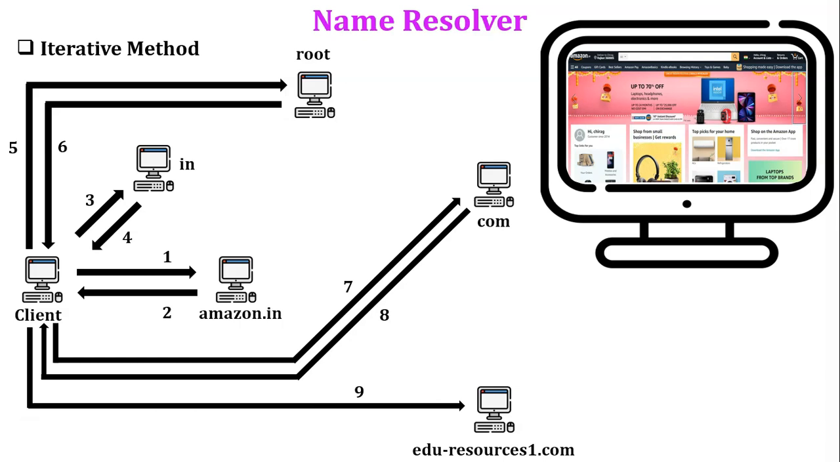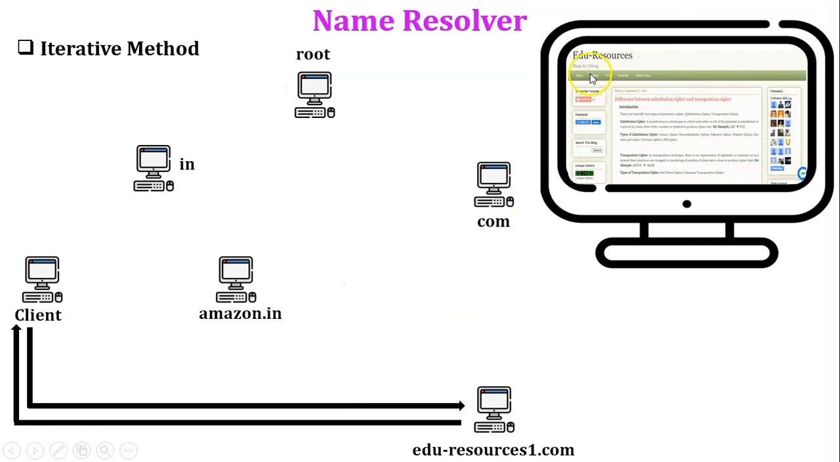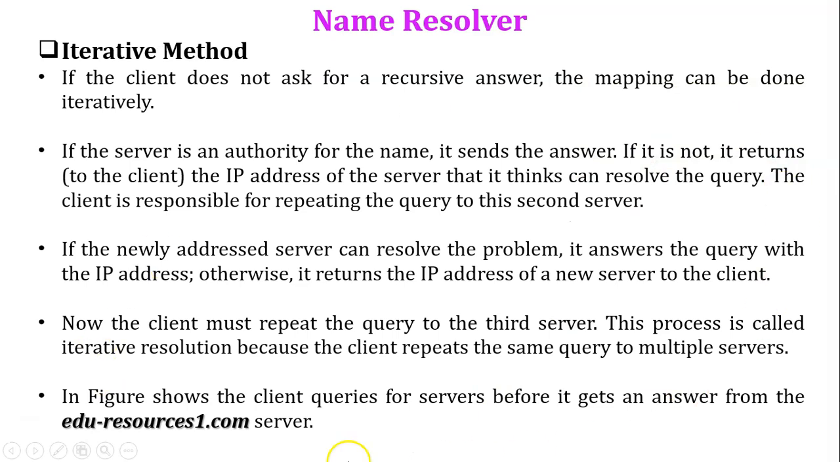That web server provides the requested file to the user and the user can access the website eduresources1.com. So this is called the iterative method. What I have discussed over here is written in this slide. You can read from this slide.